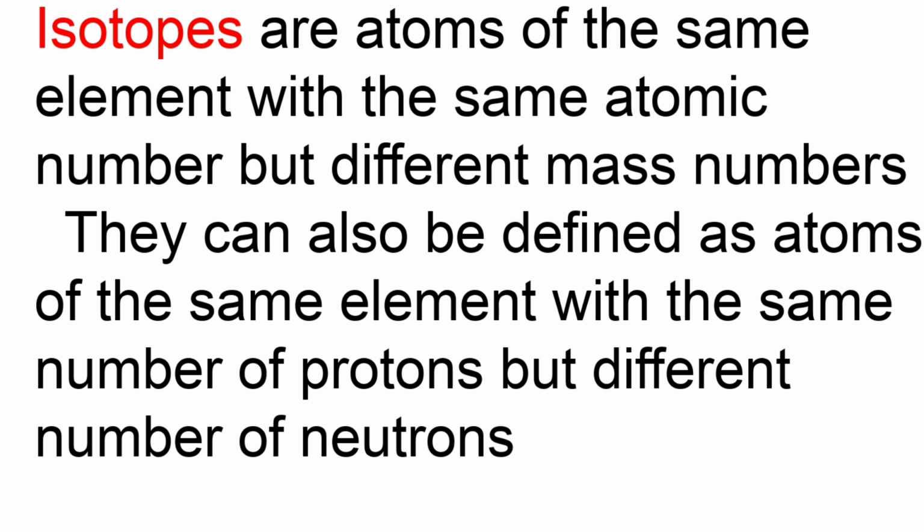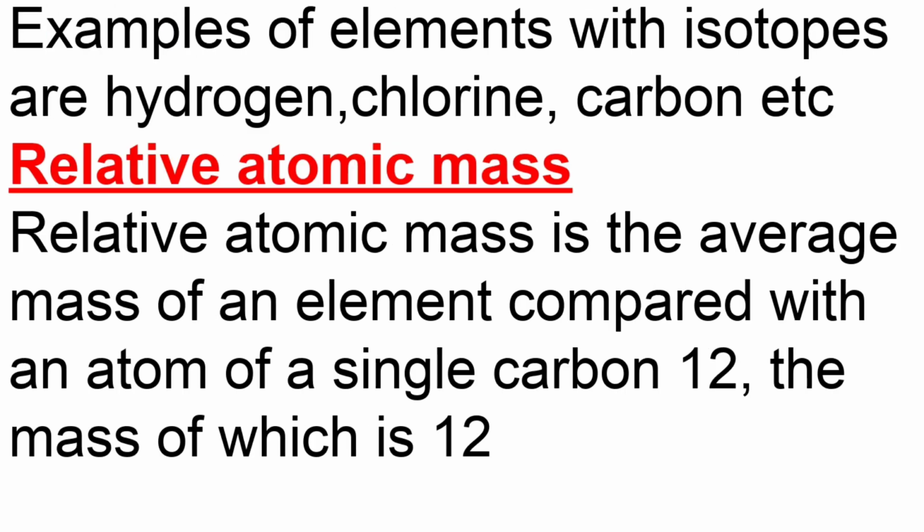Isotopes. These are atoms of the same element with the same atomic number but different mass numbers. They can also be defined as atoms of the same element with the same number of protons but different numbers of neutrons. Examples of elements with isotopes are hydrogen, chlorine, carbon, oxygen, silver, etc.